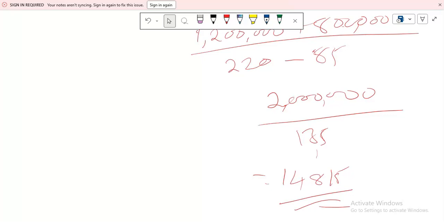Alright, so that was a brief aspect about break even and target profit or profit target.